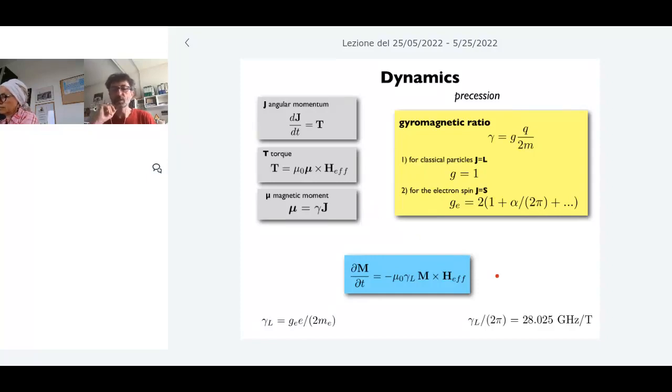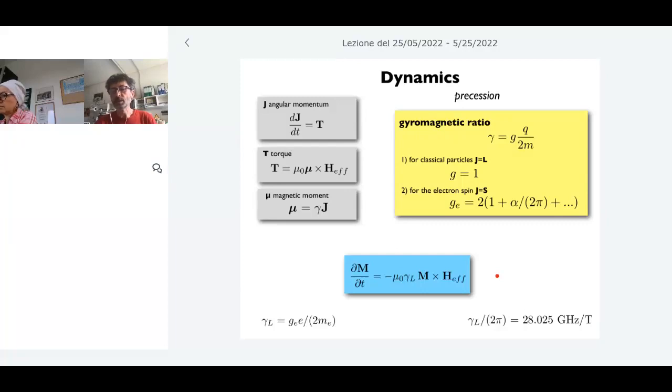The precession equation means that if you have an effective field which is not parallel to the magnetization, not only do you have damping, as we said before, but you also have precession. Precession means that the component of the magnetization which is parallel to the effective field will remain constant, but the component of the magnetization which is perpendicular to the effective field will start to rotate. The speed of rotation depends on what is called the gyromagnetic ratio.